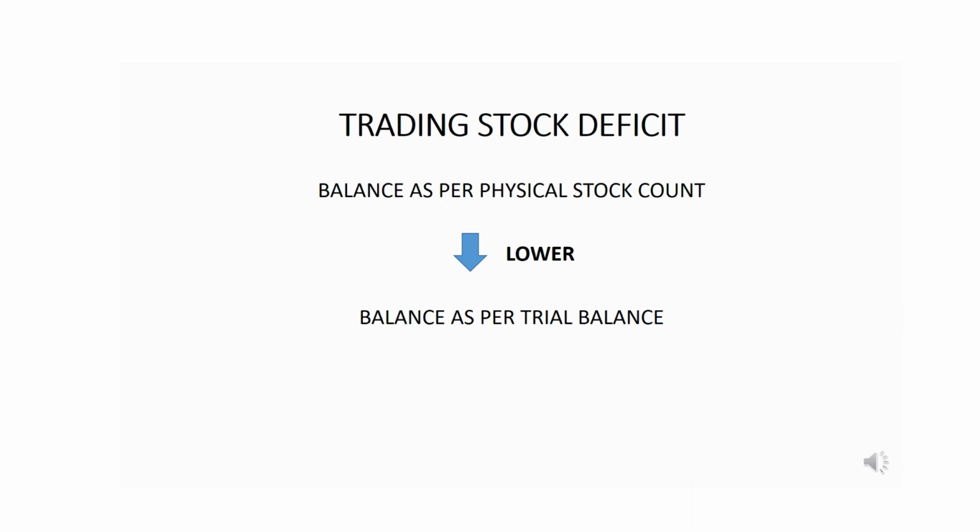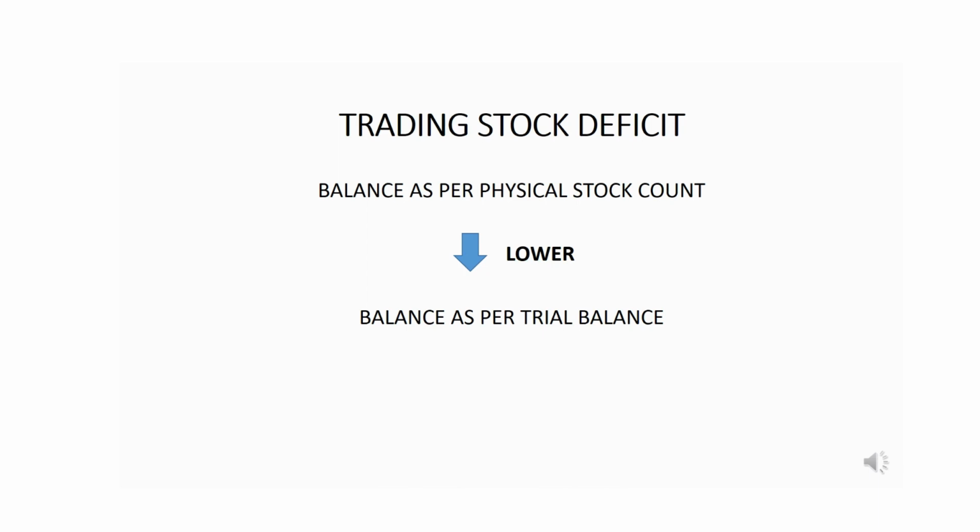So in this case, you get what we call a trading stock deficit. In other words, we had 90,000 in our trial balance, but when we physically counted stock, we found trading stock of a value of 80,000. That means that 10,000 rand is a trading stock deficit, because an asset must be reduced so that we have an accurate balance.